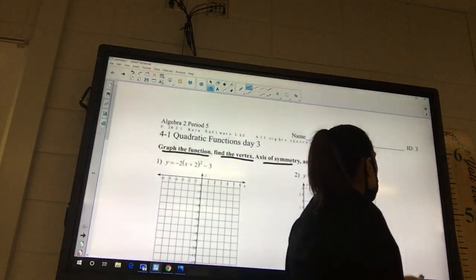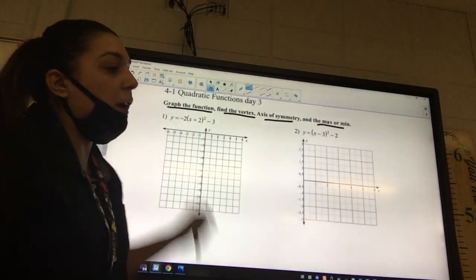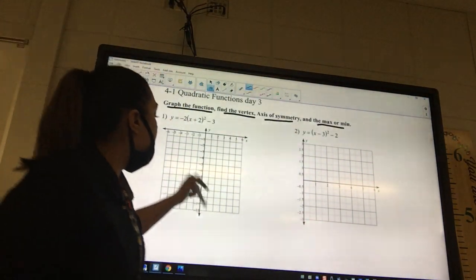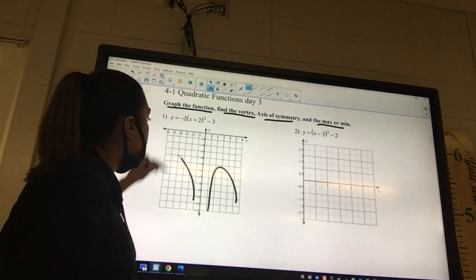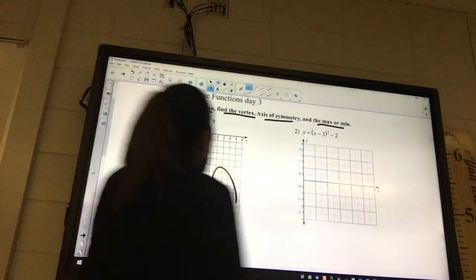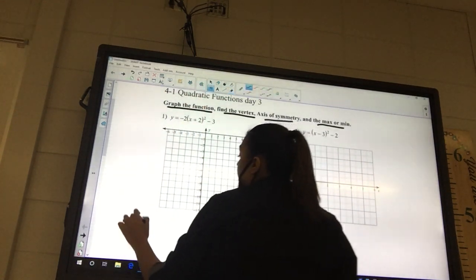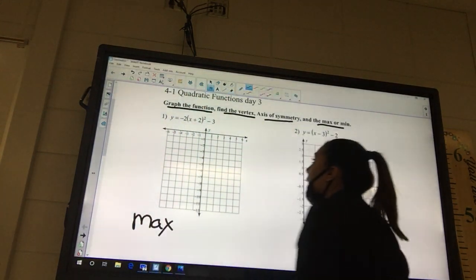Okay, so let's look at our graph. Without even doing anything, does this graph open upwards or downwards? Downwards. So if it opens downwards, no matter where it's at, whether it's here or here, is it going to have a minimum or a maximum? Max. It's going to have a max. Okay, and so you can write max on here. It's definitely going to have a max.